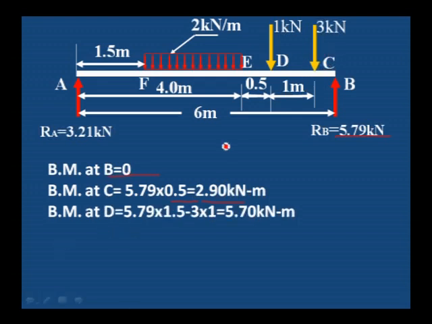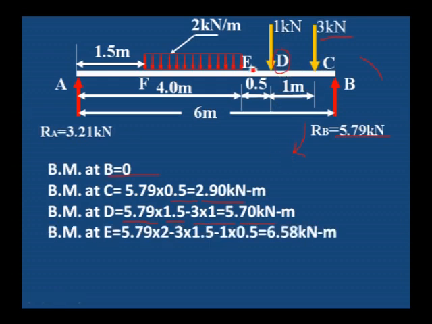To calculate the bending moment at D, again from D to B, the distance is 1.5. 1.5 into reaction at B, RB into 1.5, that is anti-clockwise. Then 3 into the distance from D to C, D to C is 1 meter, 3 into 1. This is clockwise, the 3 kilonewton is clockwise towards D, that is why it is negative, minus 3 into 1. So 5.79 into 1.5 minus 3 into 1 will be equal to 5.7 kilonewton meter, the bending moment at D.